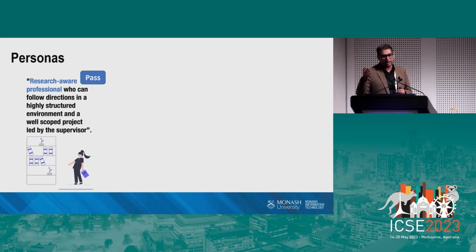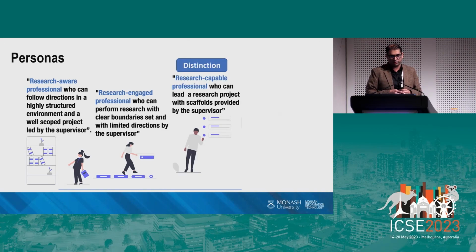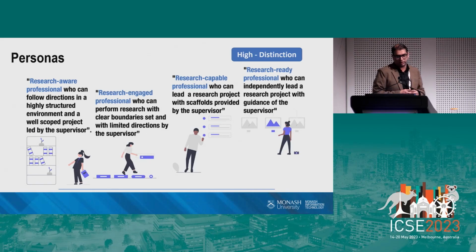At a pass level, you are a research-aware professional who can follow directions in a highly structured environment and a well-scoped project led by the supervisor. At the credit level, the student is a research-engaged professional who can perform research with clear boundaries set and with limited directions by the supervisor. Distinction: a research-capable professional who can lead a research project with scaffolds provided by the supervisor. And at high distinction level, a research-ready professional who can independently lead a research project with guidance of the supervisor.